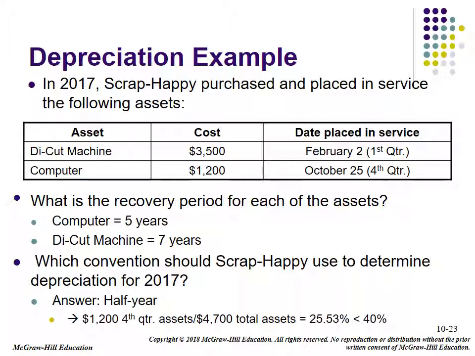Well, we do the calculation. There was a purchase in the fourth quarter for $1,200. The total purchases of personal assets in the year were $4,700. So that is less than 40%. There was a purchase, but it was not more than 40% of all the assets purchased. So we could still use the half year.